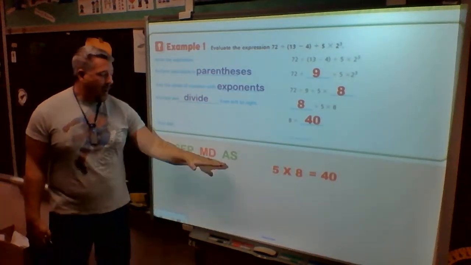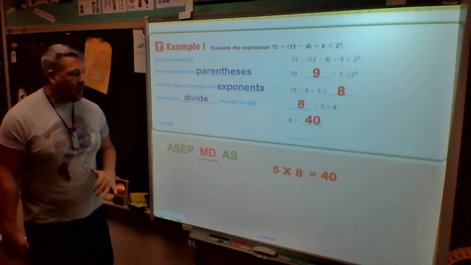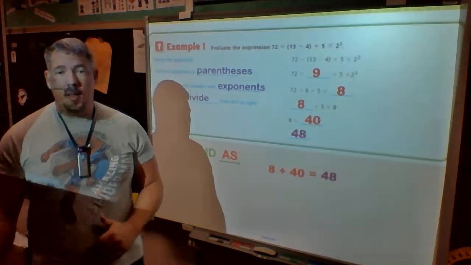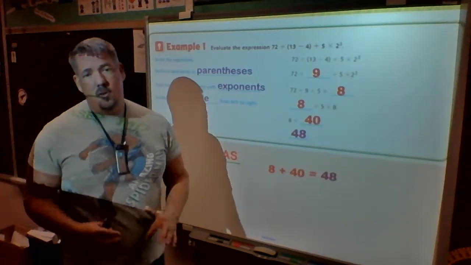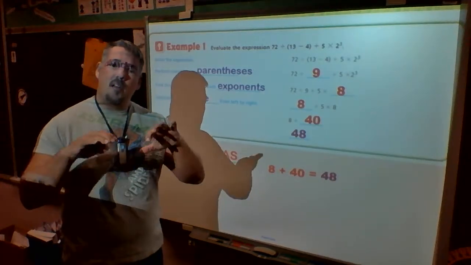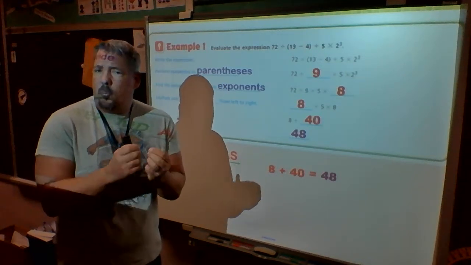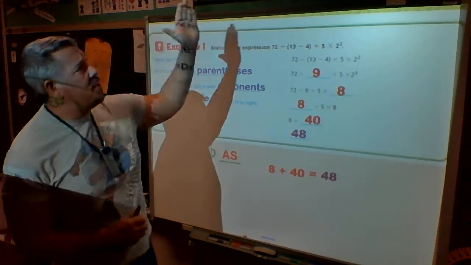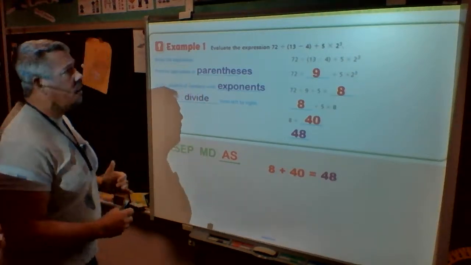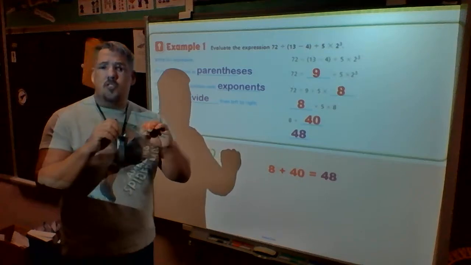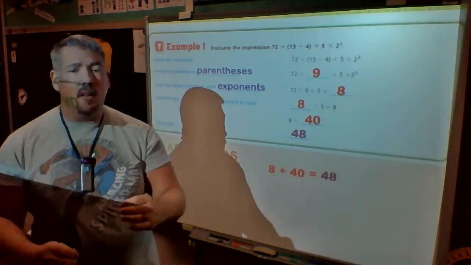That leaves me with my Aunt Sally. From left to right, any addition and subtraction that's left. 8 plus 40 is 48. Several steps to doing these type of math problems. It's about taking your time and making sure that you're accurate and that you're precise. Think about those sayings that are up above my board. Think about that: precision is making sure you're doing the right things and that you're showing step by step so you get all credit that is required.